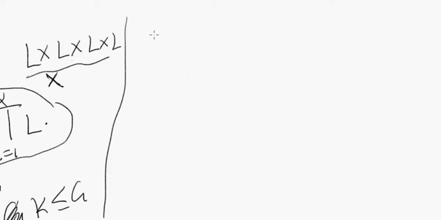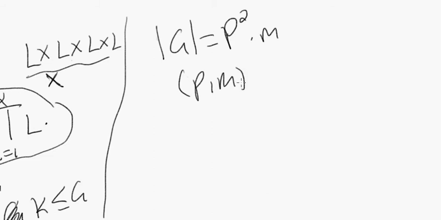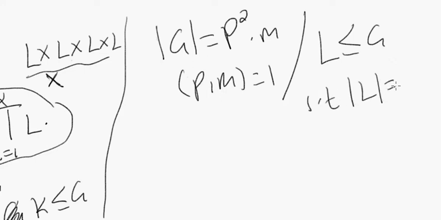So suppose that we have that the order of G equals p squared times m. We're going to consider a special case: p and m are relatively prime, okay? And let's suppose that there is some subgroup L of G such that the order of L equals p. Okay?